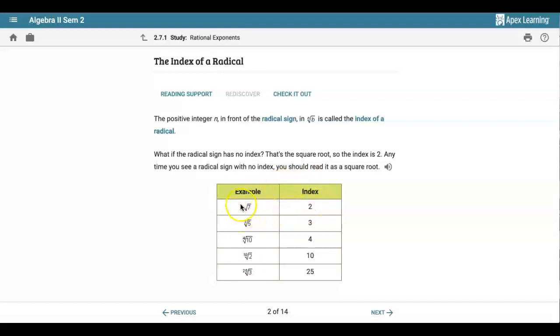So square root, index 2. Third root, index 3. Fourth root, index 4, right? Same thing for 10 and 25. So that's how we read these. And if I'm looking at this one, this is the 25th root of 3, and it has an index value of 25.